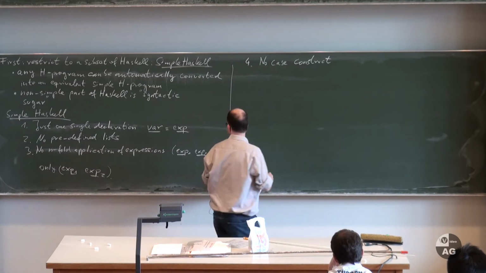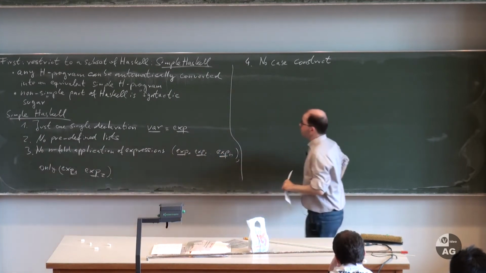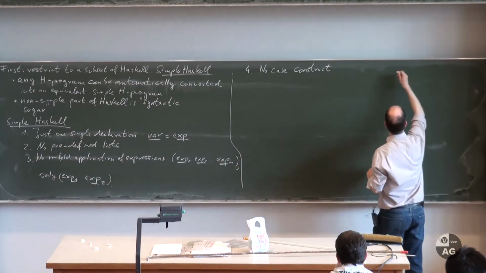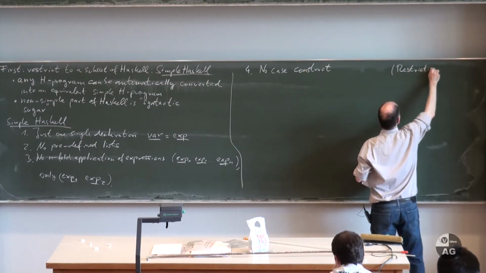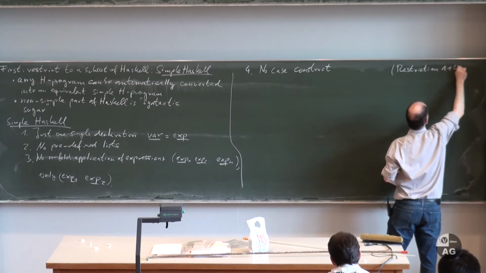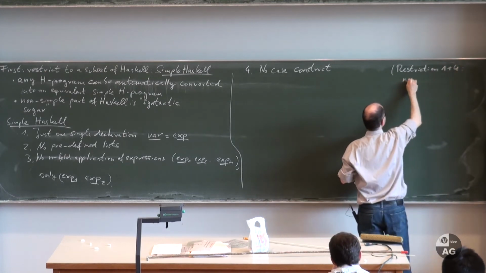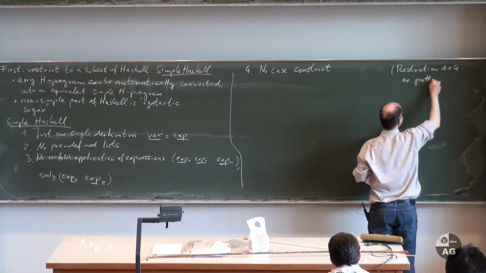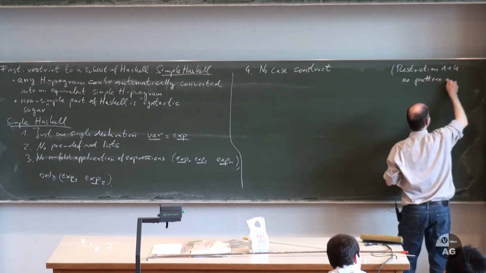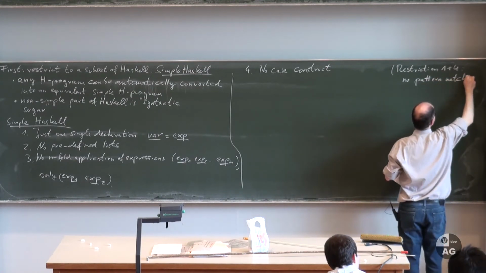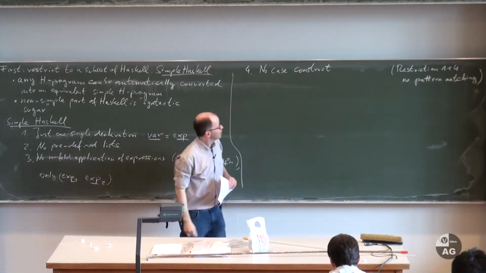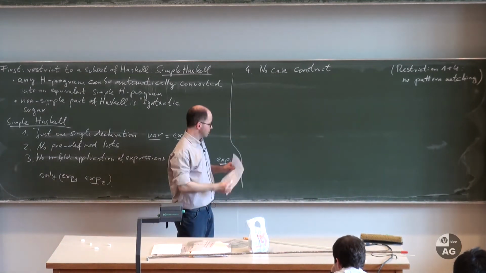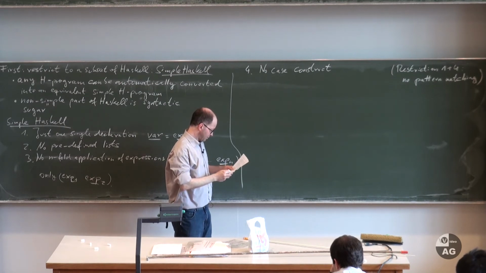So this is number 1 and number 4. This is the main restriction. Restriction 1 and 4 mean we must not use pattern matching. And that looks rather severe. But as I mentioned, you can transform every program into a simple Haskell program. We will see how.